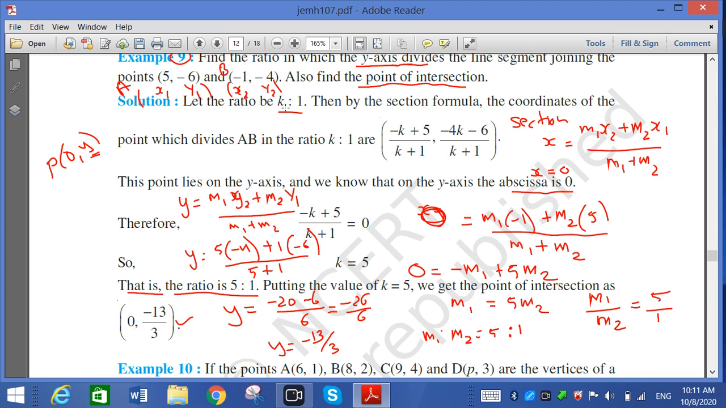Taking the ratio as k:1 is difficult for us. So the easy way is the section formula: on the y-axis, x is always 0. So we put x equal to 0 and find out the ratio m1 to m2. Once we have m1 to m2, we put the value again in y to find the value of y. y is equal to (m1 y2 plus m2 y1) upon (m1 plus m2). So the coordinate of the point of intersection on the y-axis is (0, -13 by 3).